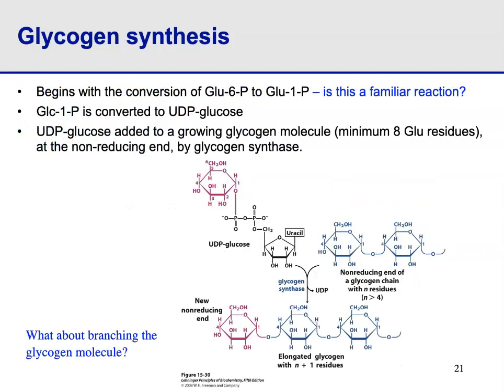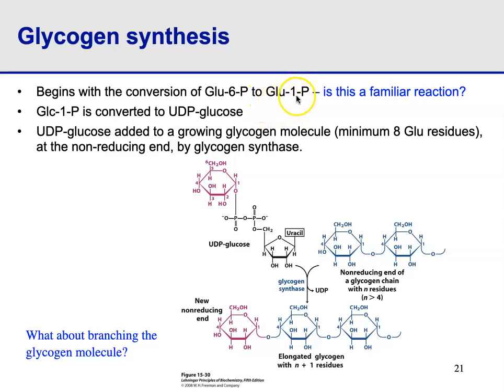All right, so now let's talk about how glycogen is actually synthesized, the mechanism. Well, we're going to start with glucose, which as soon as it enters the cell, gets converted to glucose 6-phosphate. And then that glucose 6-phosphate is converted to glucose 1-phosphate. Again, it's a familiar reaction, phosphoglucomutase, just working in the reverse way.